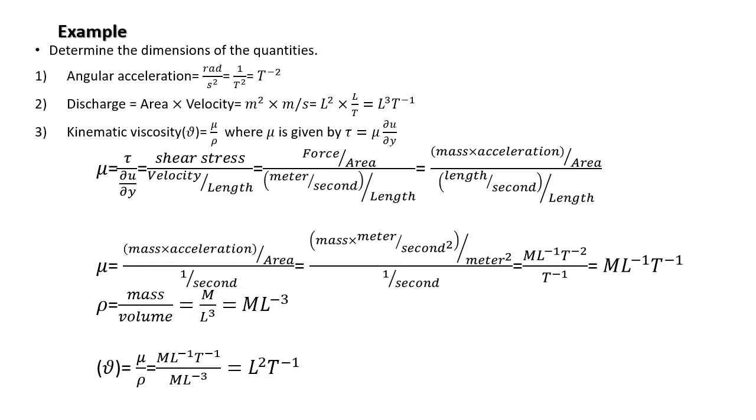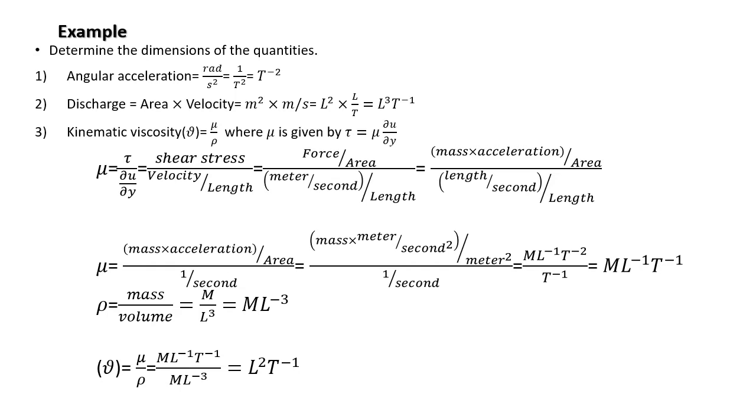Let's take up an example to understand how to get the dimension for the given quantity. So let's take up angular acceleration. Unit of angular acceleration is radians per second square. There is no unit for the radian, and the dimension of second square is T square. So I can write the dimension of angular acceleration as T raised to minus 2.